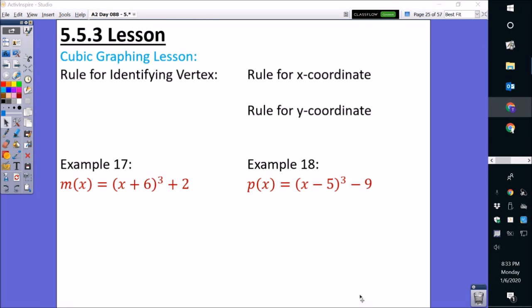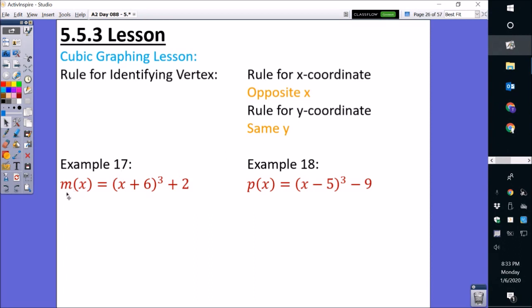In order to identify the vertex, the rule for the x coordinate and the rule for the y coordinate will be opposite x and same y. So once you apply the rule, if you're given the equation, it will be easy to identify the vertex. So let's take a look at example 17.